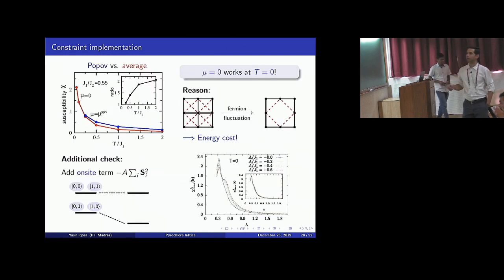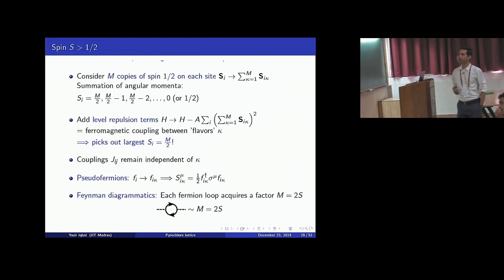But actually, if you compare the results on a square lattice, if you look at the susceptibility versus temperature, the red curve is for the average constraint, and the blue curve is for the exact implementation of the Fedotov-Popov method. At small temperatures, they start coinciding with each other. However, the problem is that the Fedotov-Popov is numerically a little more expensive. So typically, we work with the average implementation of the constraints, which will work at sufficiently low temperatures because there's an energy cost to create a fermion fluctuation, right?